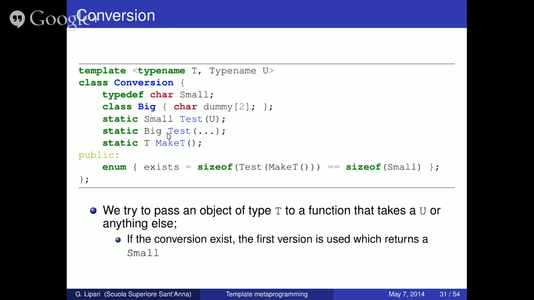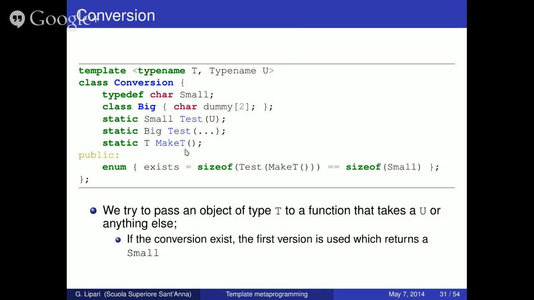We don't implement this function, we just declare it. Then we take a function test, which takes three points, an ellipsis. This means that test can take anything. Doesn't matter the type, test can take anything. And we return a big. Okay? And finally, we take a function, make T, which returns a T. Again, none of these three functions is implemented. The only thing we care about is the parameter they take and the thing they produce.